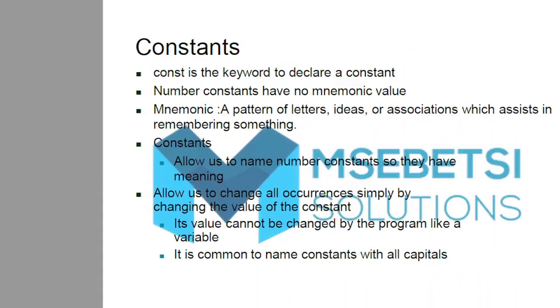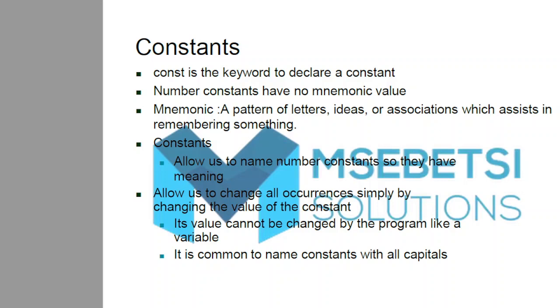And then constants. Const is a keyword to declare a constant. There's a term called mnemonic, that's how I pronounce it. A pattern of letters or numbers, ideas or associations which assist in remembering something. For example, pi. When you see pi in maths, you know the value of that pi. So that's what it means.